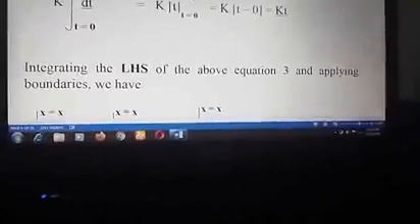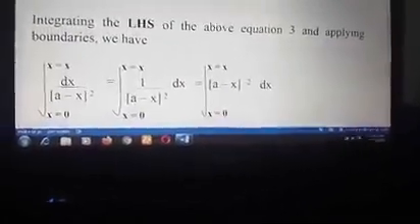So to apply the boundaries or limits, replace the value t with t, replace the value t also with 0, and subtract the two, then multiply by k. You have kt. Then integrating the left-hand side of the above equation. The left-hand side is this one.